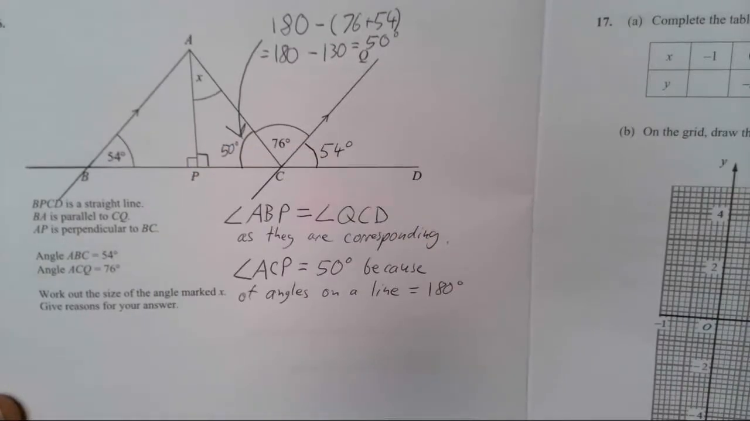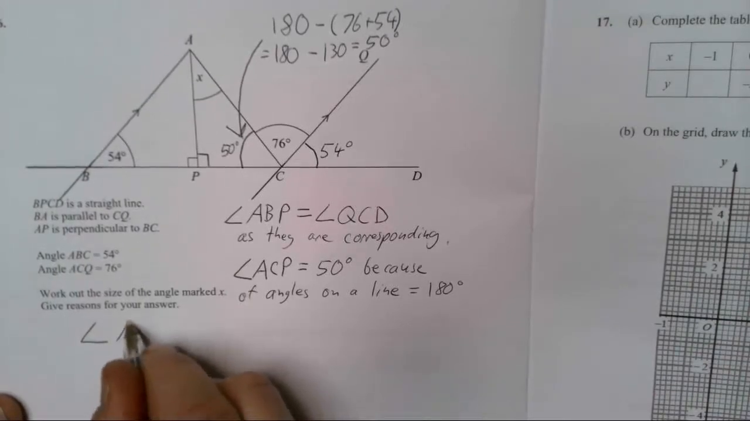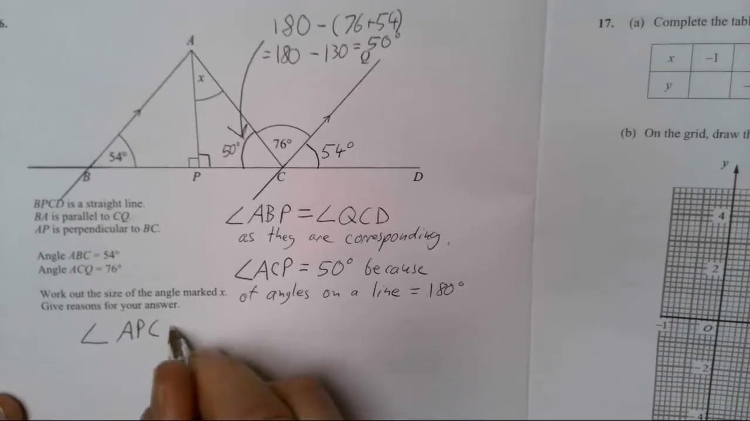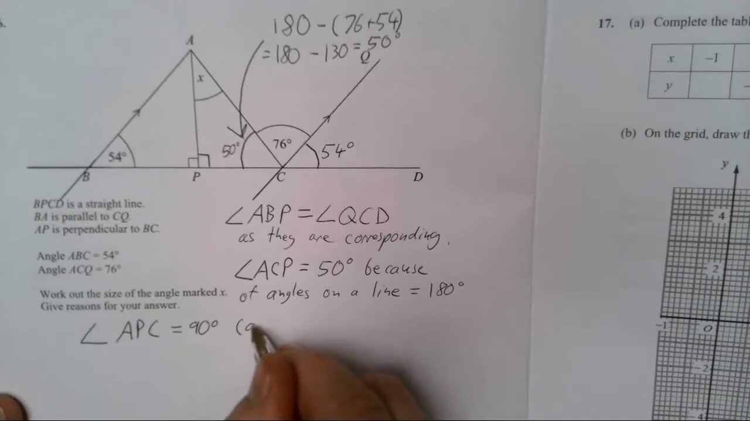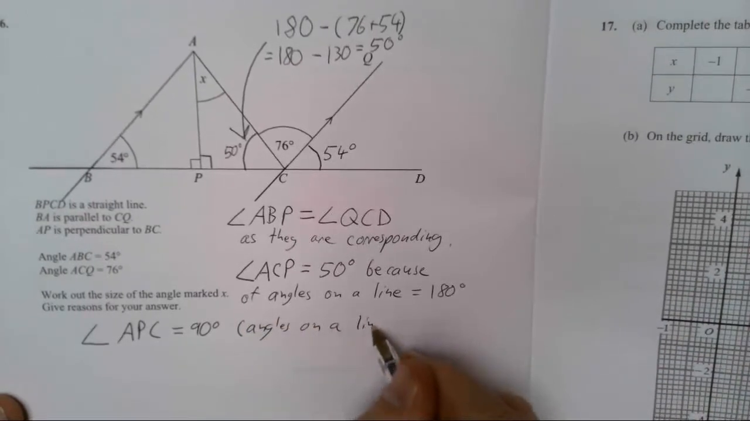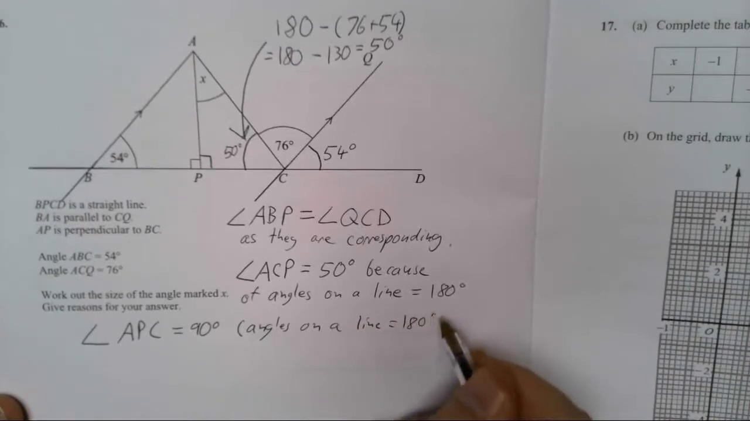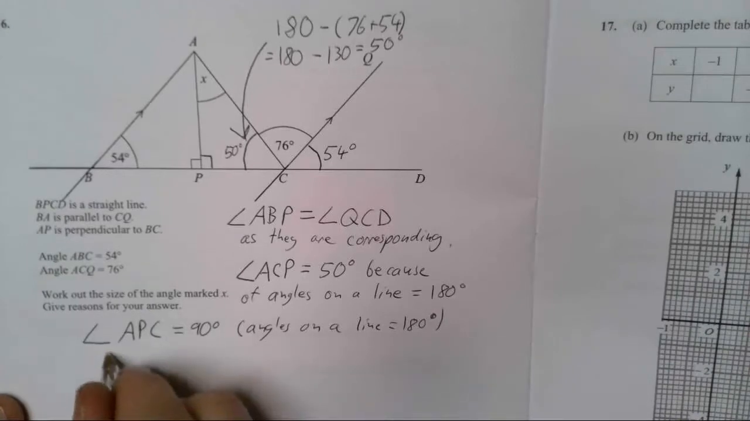that one's 90 degrees, isn't it? Again, because of angles on a straight line. So, I need to state a reason there. Angle APC equals 90 degrees. Brackets, angles on a straight line. Angles on a line equal 180 degrees, and because that one's 90, so it's 180 take away 90.